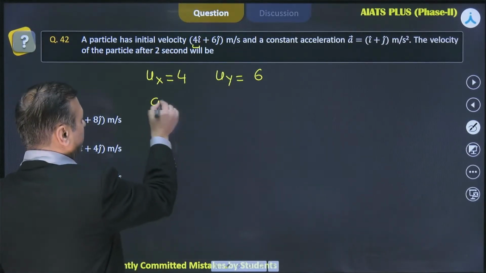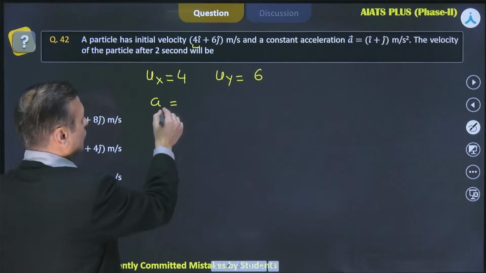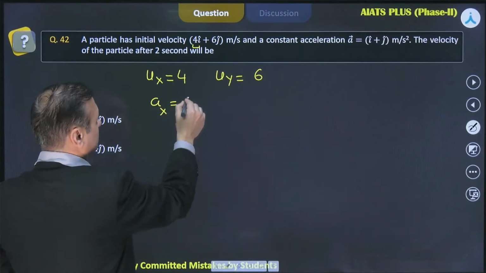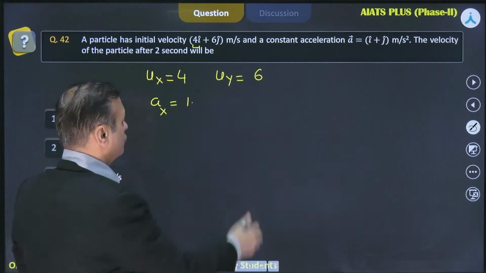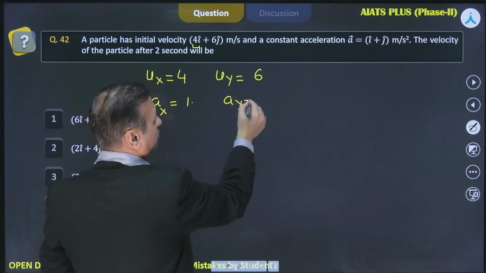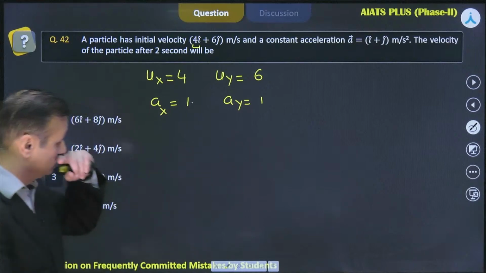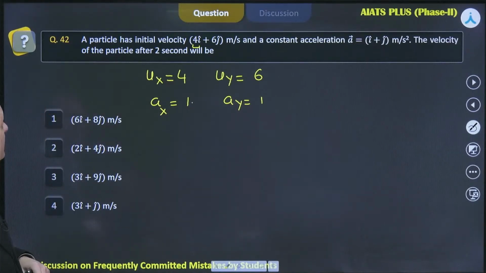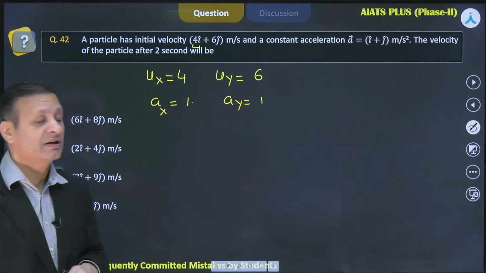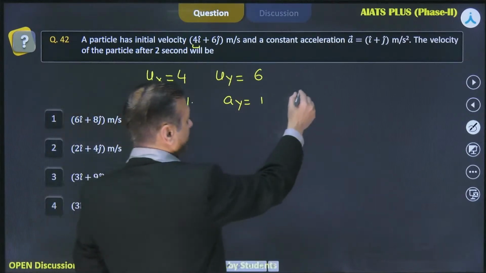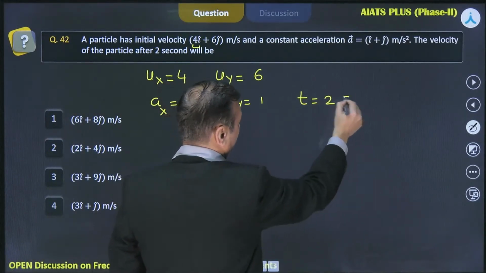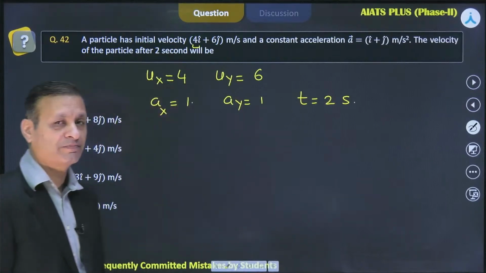Now it is being acted on by an acceleration. So what is the x component of the acceleration? This is 1 meter per second square, and the y component is also 1. And they are asking us the velocity of the particle after 2 seconds. So time is given to you as 2 seconds only.